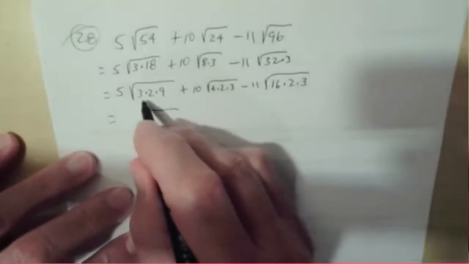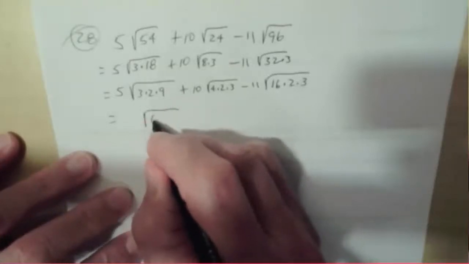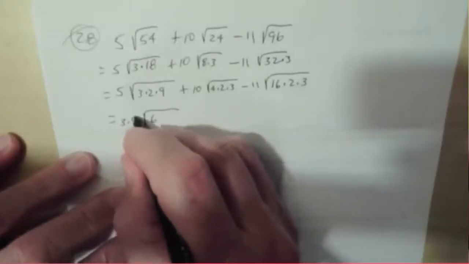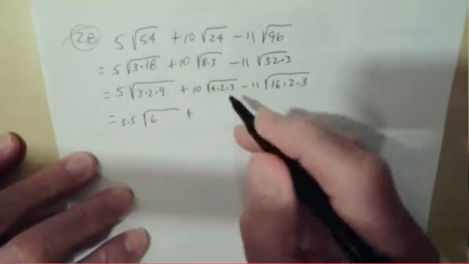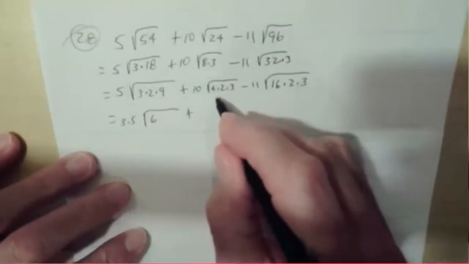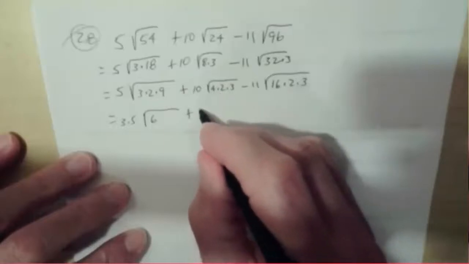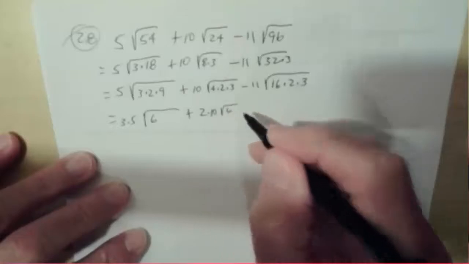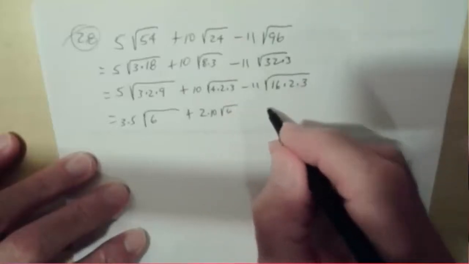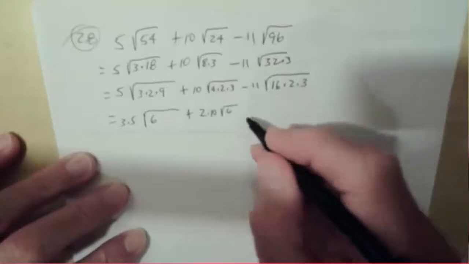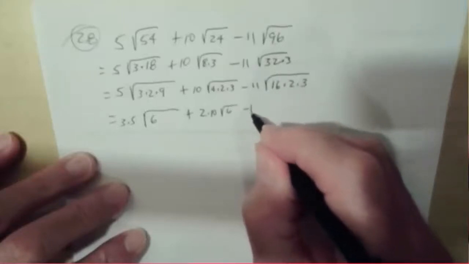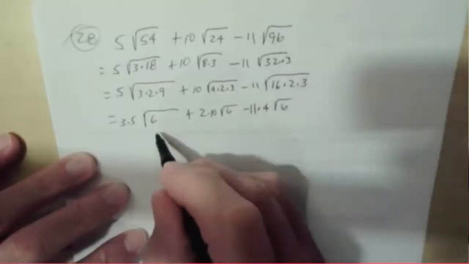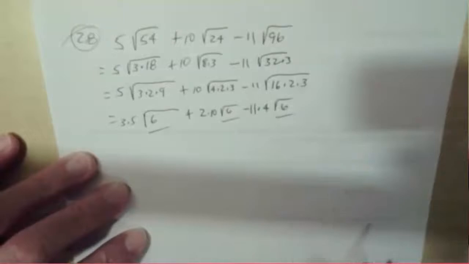Okay, the square root of 3 times 2 is 6. Square root of 9 is 3. So this is 3 times 5 plus 10. Square root of 4 is 2. So it's plus 2 times 10 times the square root of 6. And the square root of 16 is 4. I'm going to put the 11 first here, times 4 times the square root of 6.